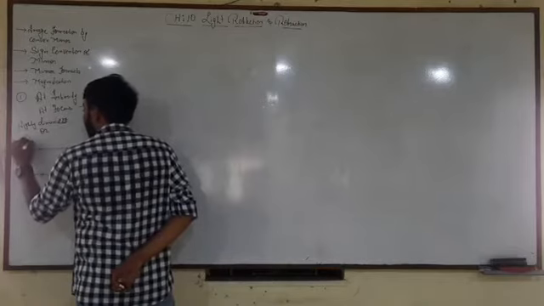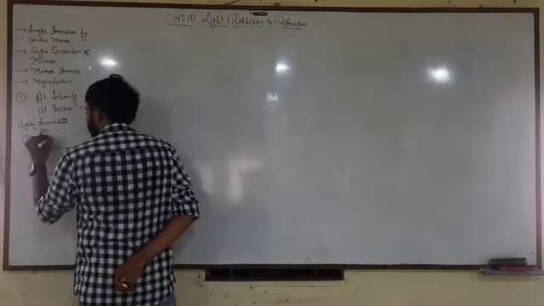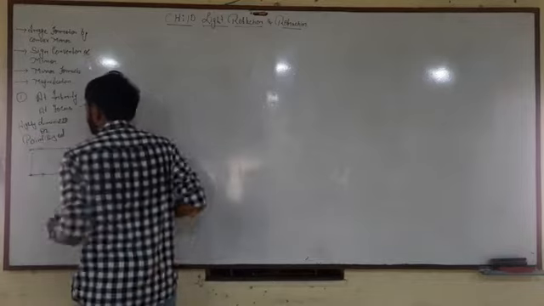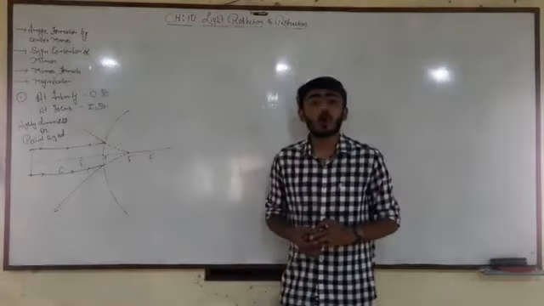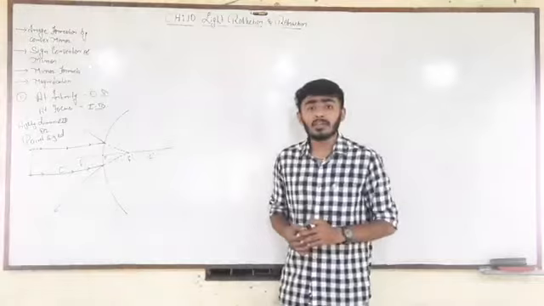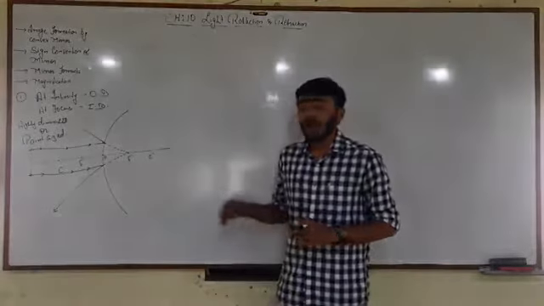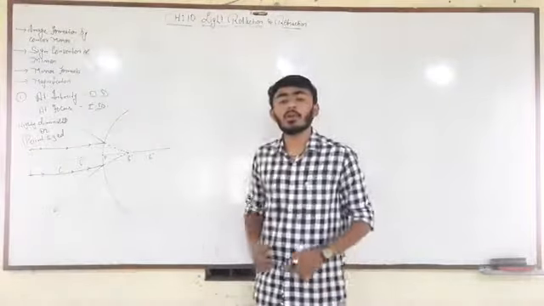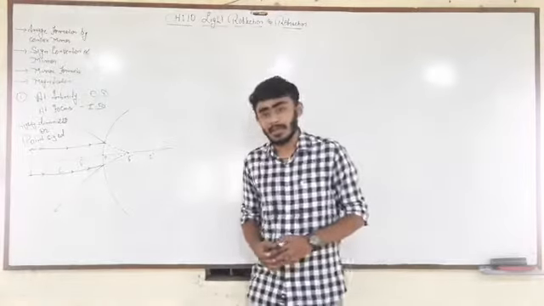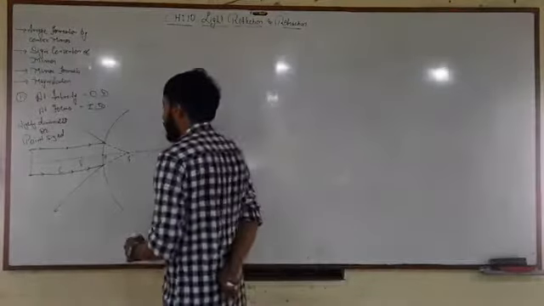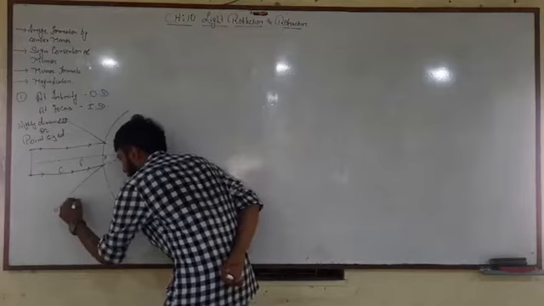You can write highly diminished or point size. Fine, you can write anything you want. I am writing over here the highly diminished or point size. And as the image is from behind the mirror, you need to write that it is virtual and erect.